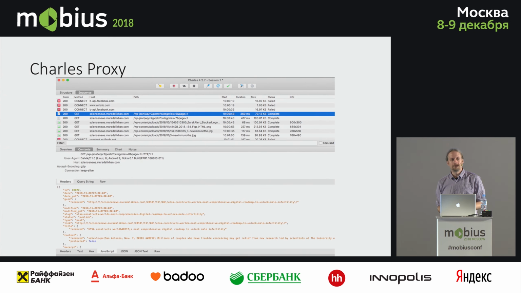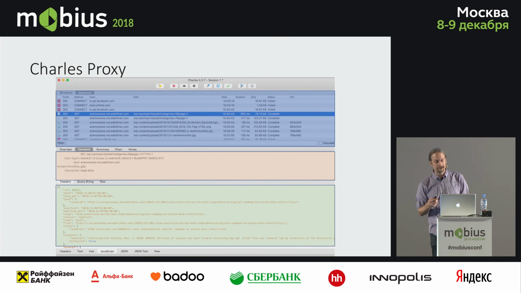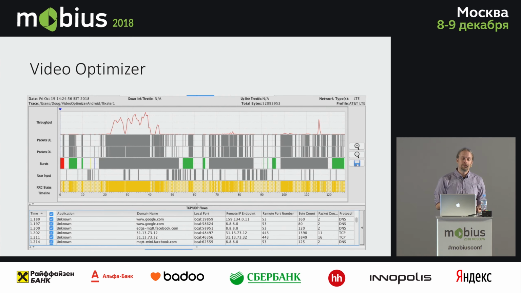When you use Charles Proxy, you're running a proxy between your phone and the server, and you can see all the connections. You can see everything that's downloaded. You can see the headers. You can see the content. Video Optimizer is very similar. You can see all the packets going back and forth. The red line shows you the throughput, so you can see when a lot of stuff is being downloaded. You get a lot of information about what's being downloaded.